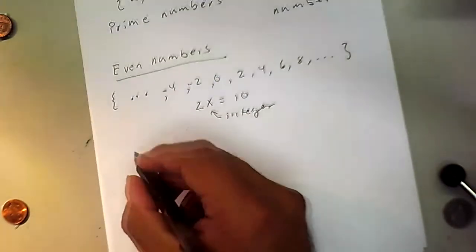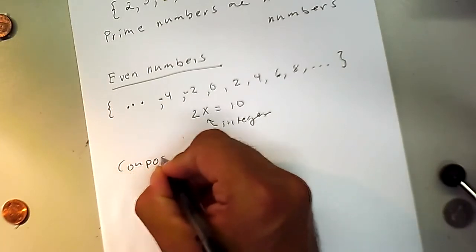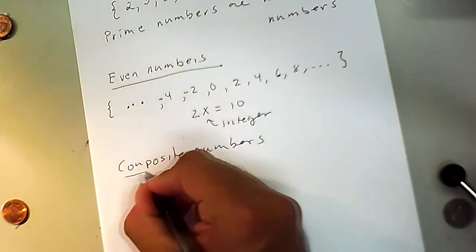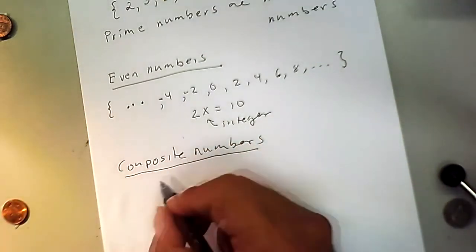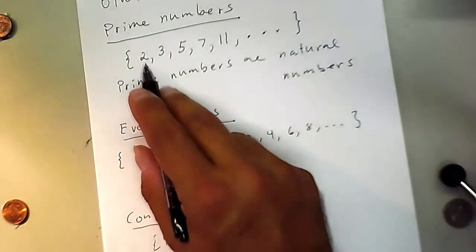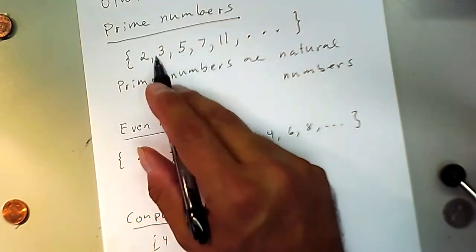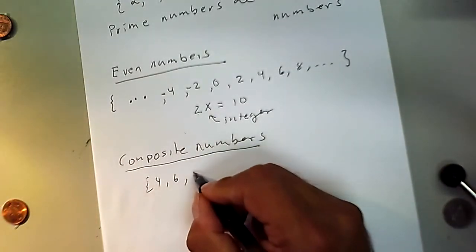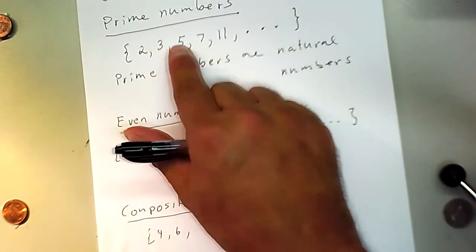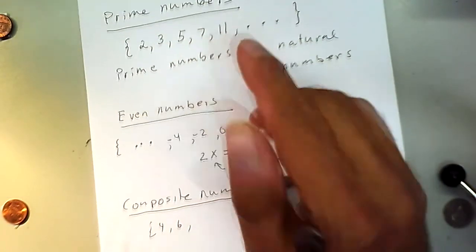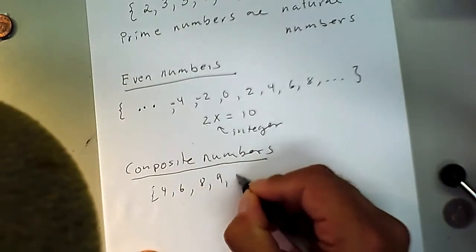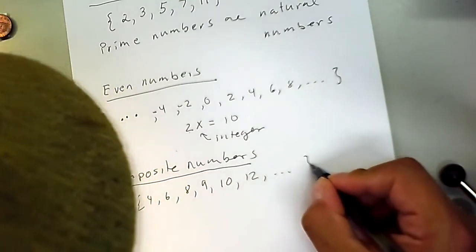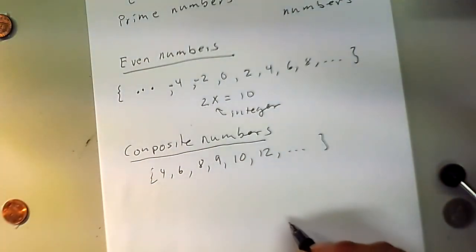We have the set of composite numbers. Essentially, they are the ones that are not prime, but we start with 4. So the ones we skipped here are the composite numbers, so 4, 6, 8, 9, 10, 12, and so forth. Those are the composite numbers.